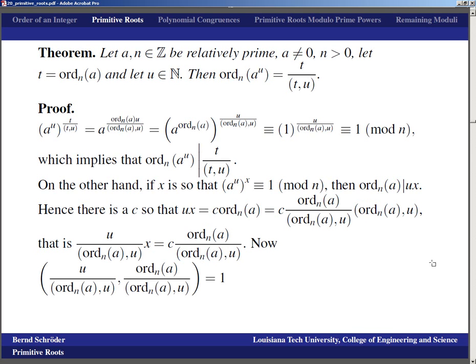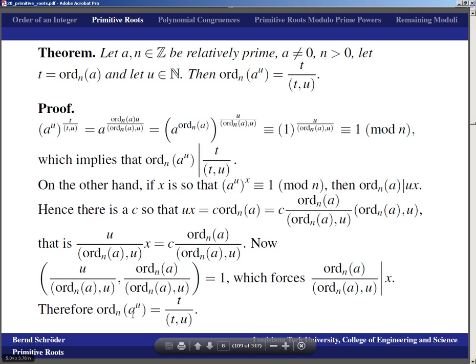That's not hard at all. But now we realize when you have two numbers and you divide them by their greatest common divisor, then of course the greatest common divisor of the resulting fractions is 1. And that means that the order of a divided by the greatest common divisor of the order of a and u has no factors in common with u over that divisor, so it must divide x. And that means that the order of a to the u is t over the greatest common divisor of t and u, where t is the order of a. And that is that.